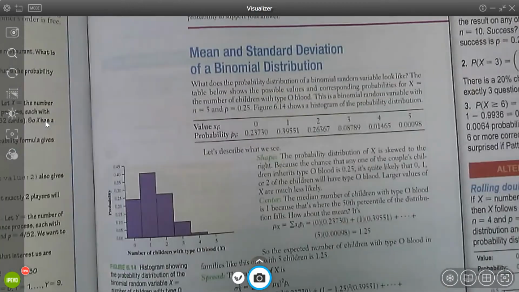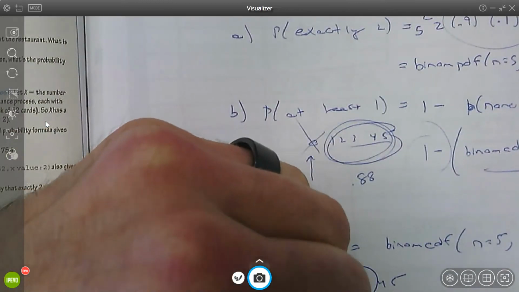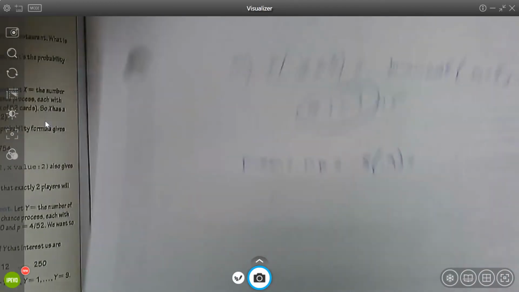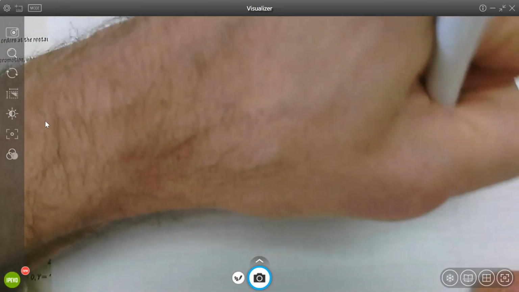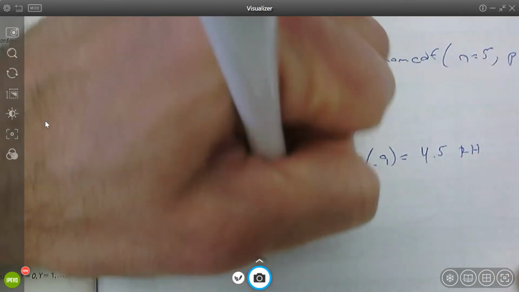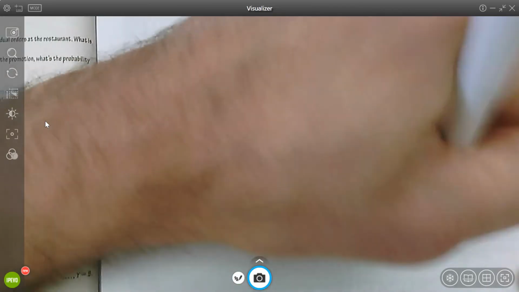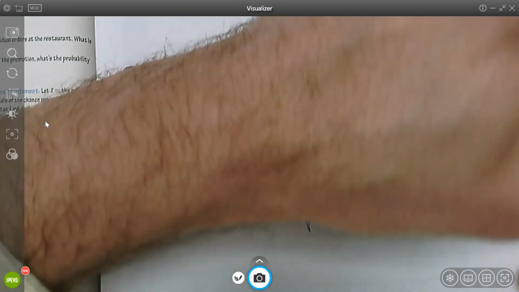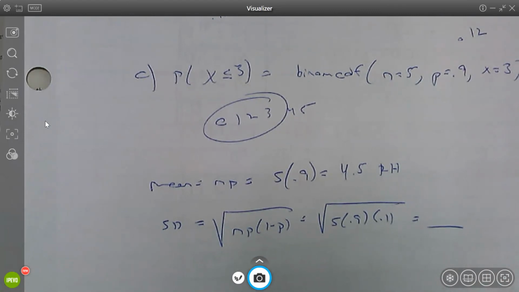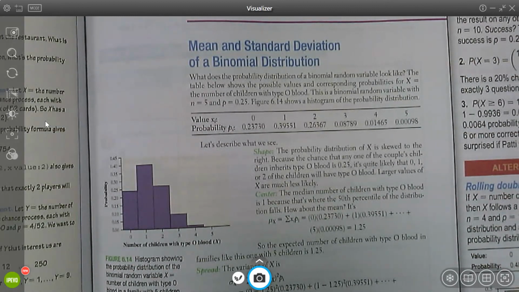Then we got into finding the mean and standard deviation of a binomial random variable. Pretty basic. The mean just has that formula n times p. I'm checking 5 people. 90% of those people are right-handed. So I'd expect 4.5 out of those 5 people to be right-handed. Standard deviation is the square root of n times p times 1 minus p. So the square root of 5 times 0.9 times 0.1, whatever that is, that would be the typical deviation from the mean. That's how I'd calculate that. So that's how to calculate the mean and standard deviation of a binomial random variable.